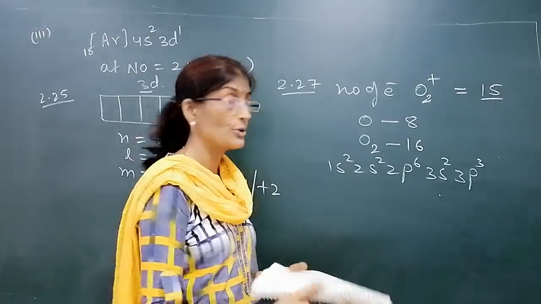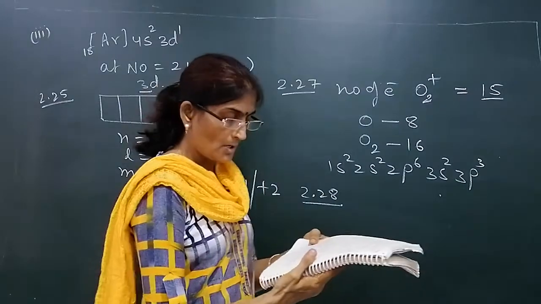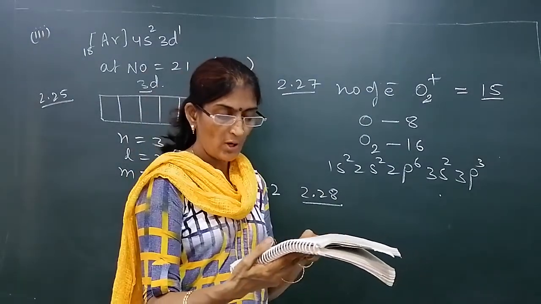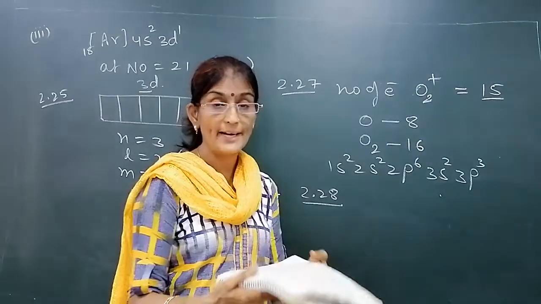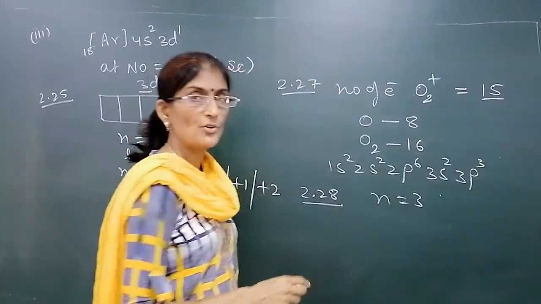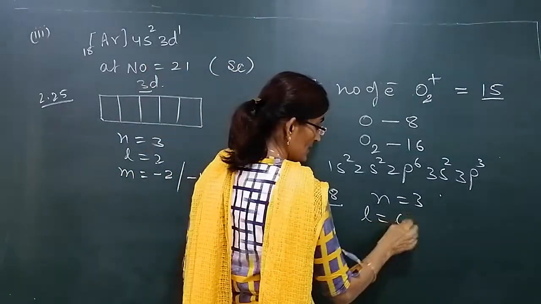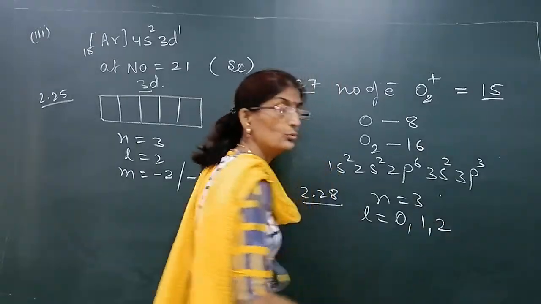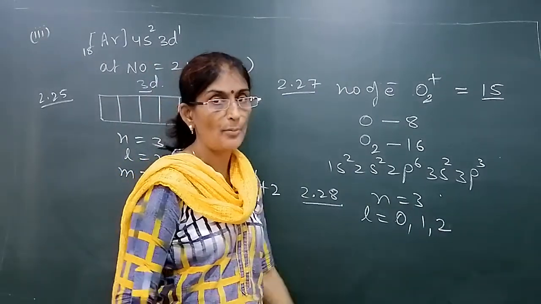Now 28th question. An atomic orbital has n equal to 3. What are the possible values of l and m? If n is 3, what are the possible values of l? 0, 1 and 2. S, P or D subshells will be there in the third orbit.